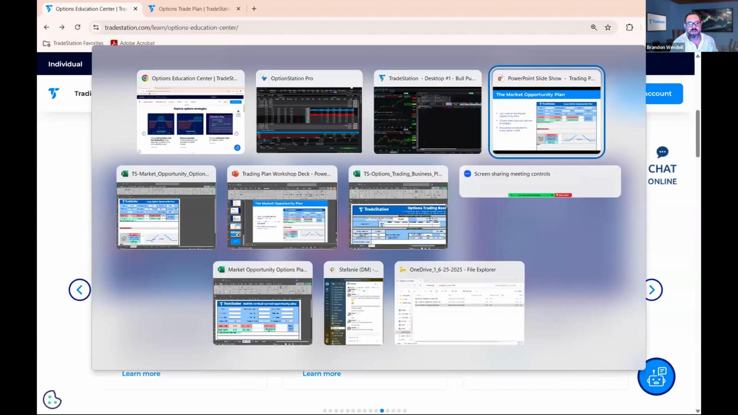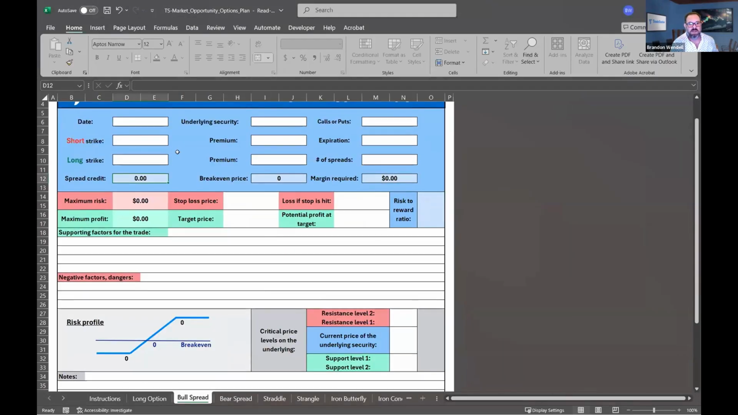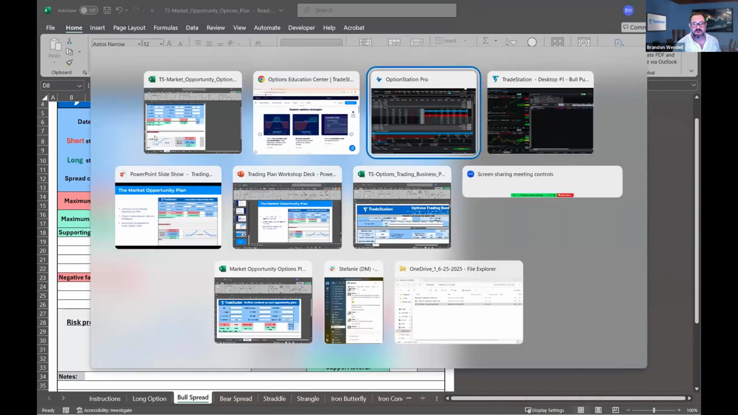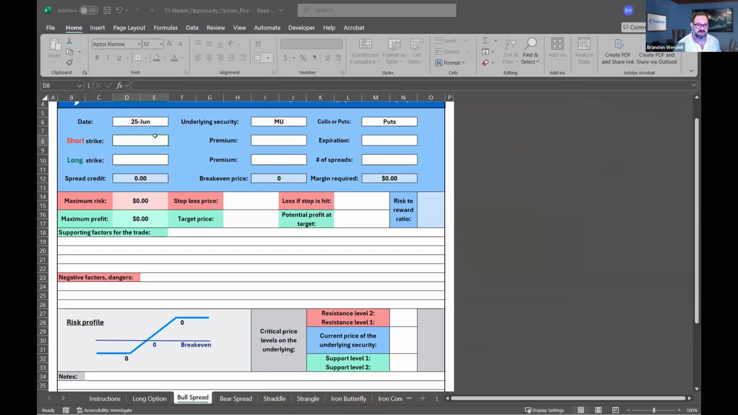Oops, wrong one. And go to the worksheet. Bull spread. Again, the date, underlying security. We are using puts, short strike. That's why I have multiple monitors, 126 and 123.